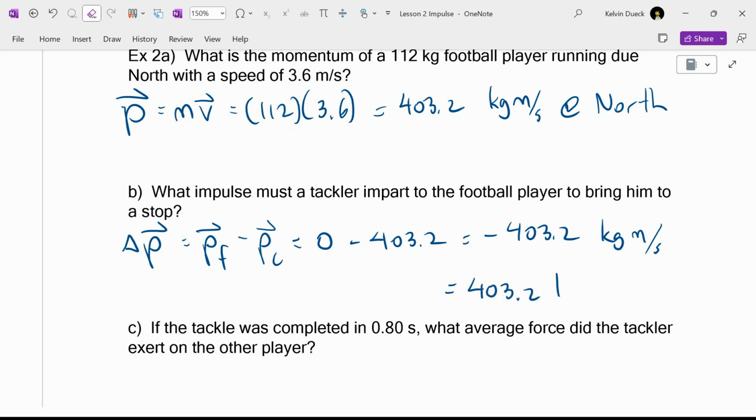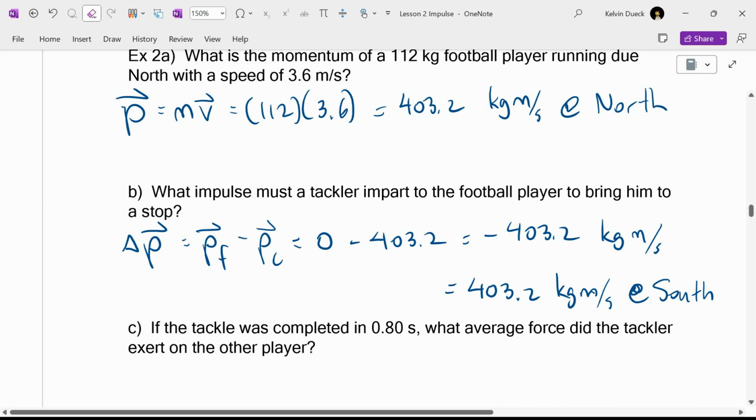And again, this is kind of Captain Obvious, but it's south. While you're writing that down, if someone's running north and I want to bring them to a stop, I have to be moving south to do that. If I want to bring them to a complete stop, I have to have exactly the same momentum as them to cancel theirs out. If I have more momentum, I'll drive them backwards. If I don't have enough momentum, they'll run through me and pull me along. There's the physics of tackling.